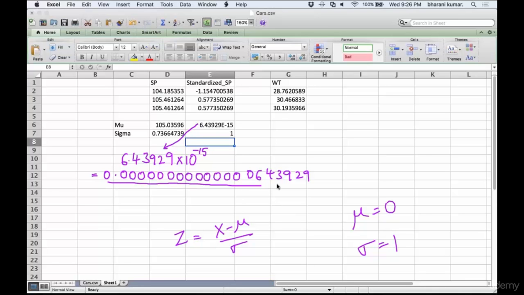Isn't this roughly equal to 0? Oh yes, this is approximately equal to 0. And this is how your Excel sheet would represent it. Not just Excel, any of your statistical tools would also represent such a big lengthy number in this fashion. Alright.